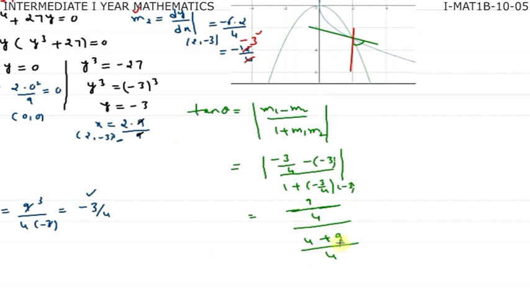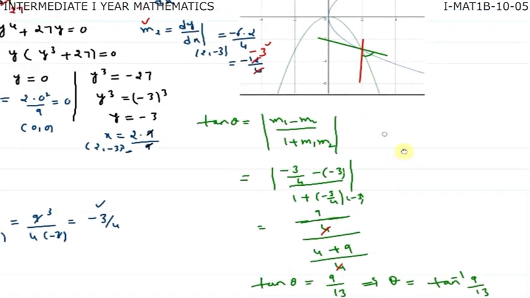So again, 4 gets cancelled. So tan theta is equal to, I got 9 by 13. From this I can say theta is equal to tan inverse 9 by 13. This is the angle between the curves.